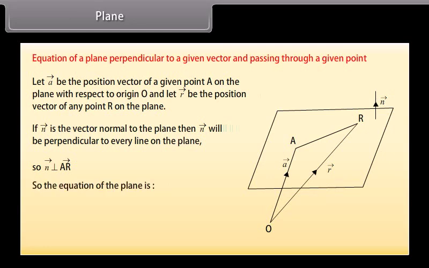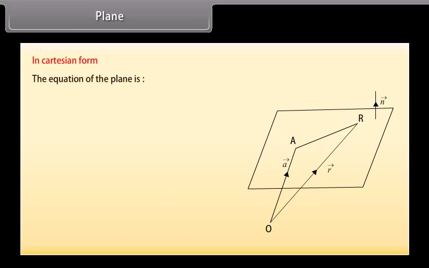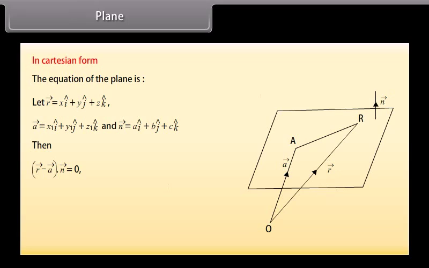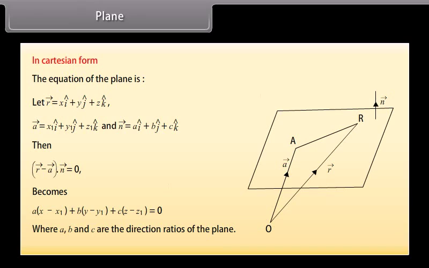So the equation of the plane is dot product of vector AR and N equals 0, or dot product of vector R minus vector A and vector N equals 0. In Cartesian form, the equation of the plane is: let vector R equals x i cap plus y j cap plus z k cap. Vector A equals x1 i cap plus y1 j cap plus z1 k cap. Vector N equals a i cap plus b j cap plus c k cap. Then, dot product of vector R minus vector A and vector N equals 0 becomes a into (x minus x1) plus b into (y minus y1) plus c into (z minus z1) equals 0, where a, b, and c are the direction ratios of the plane.